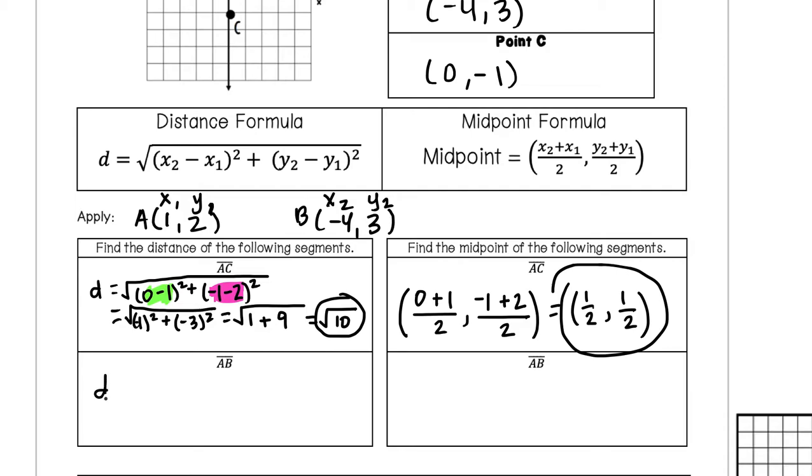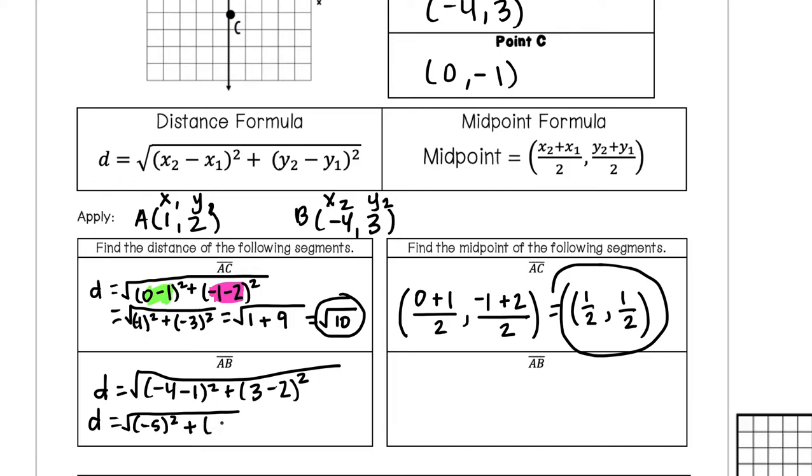So the distance between A and B, we'll use the distance formula. x2 was -4, minus x1 was 1. We're going to square it, and then we add it to y2 minus y1 and square it. We use our algebraic skills and we follow the order of operations. So first we get -5 in the parentheses squaring, and then 3 minus 2 is 1 squared. This gets us 25 plus 1 under the radical. So our answer here is the square root of 26.